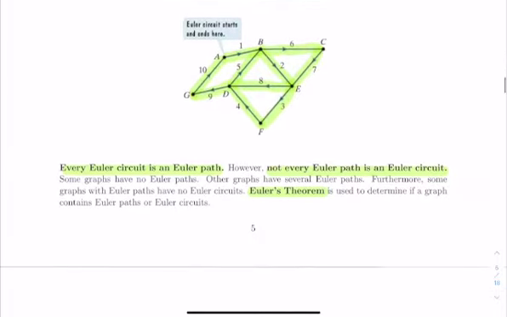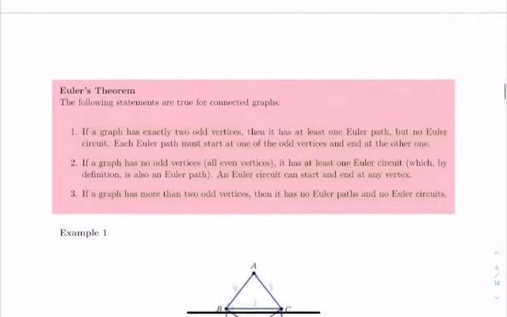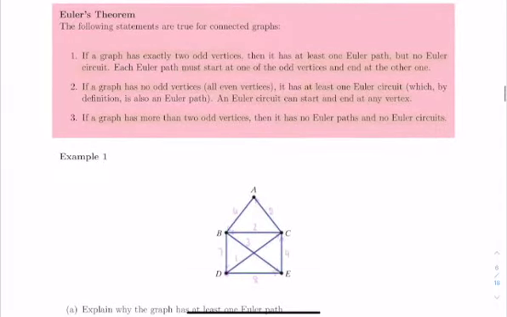So Euler's theorem says the following statements are true for connected graphs. If a graph has exactly two odd vertices, then it has at least one Euler path, but no Euler circuit. Each Euler path must start at one of the odd vertices and end at the other one.